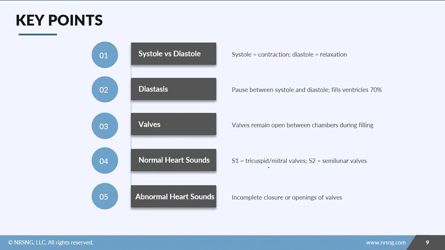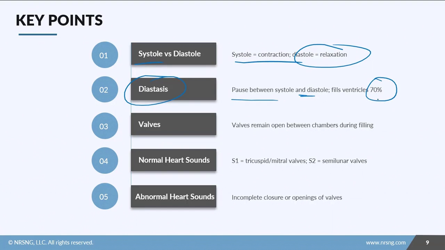Okay, so let's recap. When we're talking about the different terms that you need to know, first look at systole and diastole. Systole is a contraction and diastole is a relaxation of whatever chamber we're talking about. Don't forget about diastasis, which is that pause between the systole and the diastole where the ventricles are going to fill up to 70%. When we're talking about valves, these are going to be your doors, and those doors are going to remain open between the chambers during that filling phase.